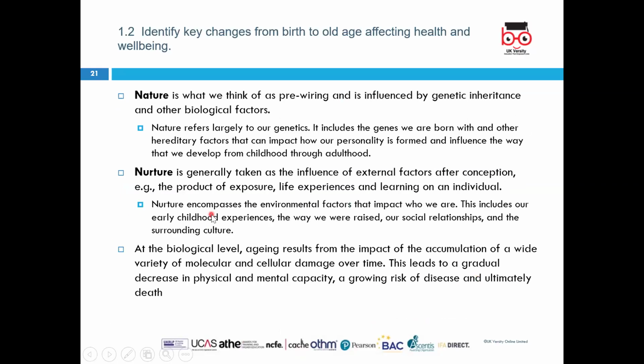So these key stages have nature and nurture working upon them. Nature is the pre-wiring. So if I'm by nature a very stressed person, for instance, or if genetically I am a very anxious person, I will have that in my nature and I might transfer that to my offspring as well.